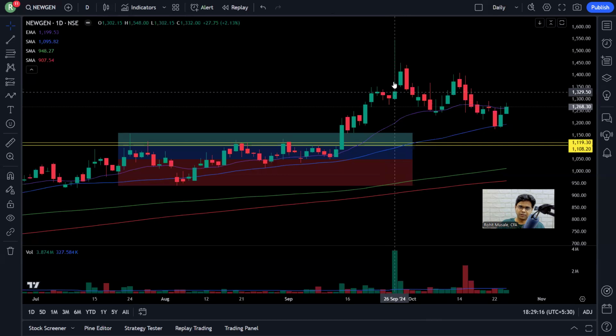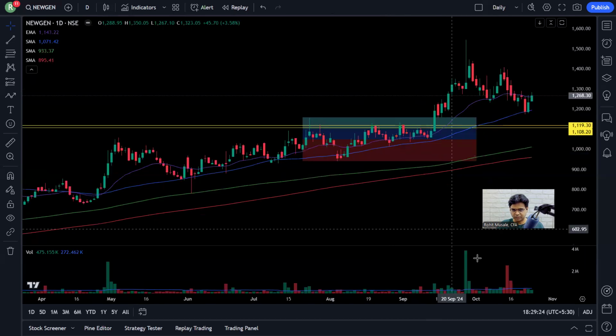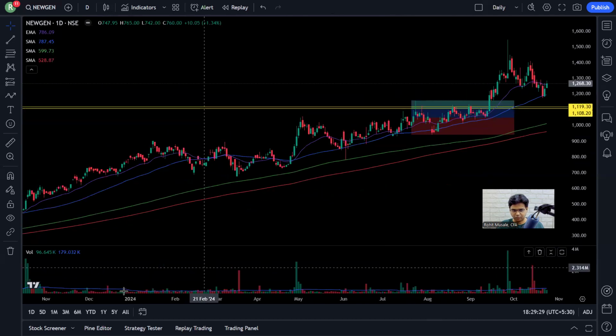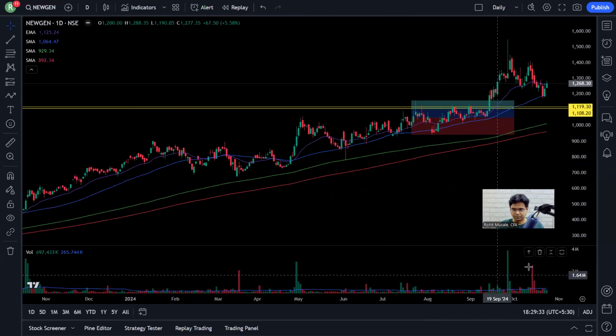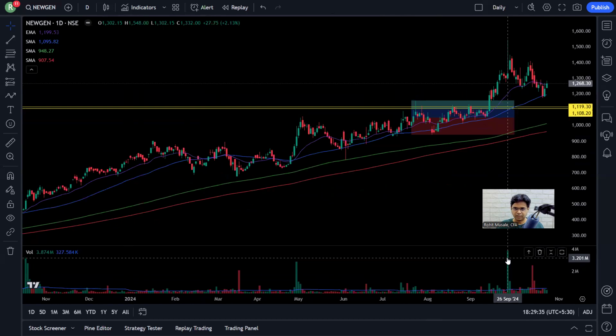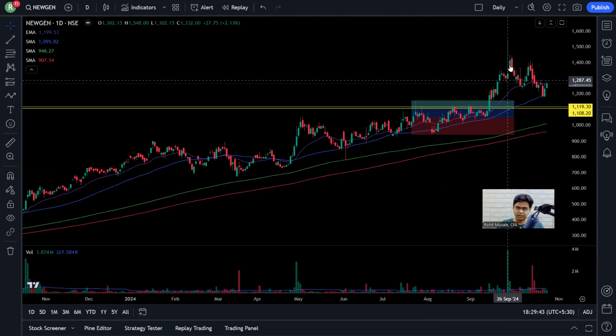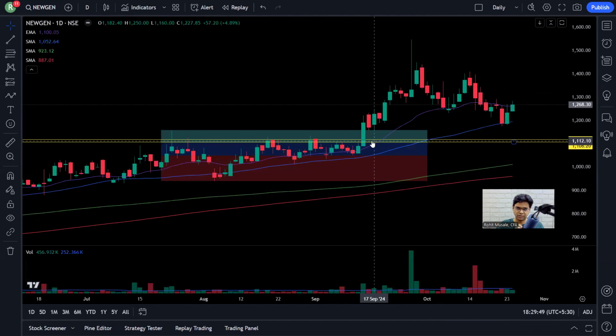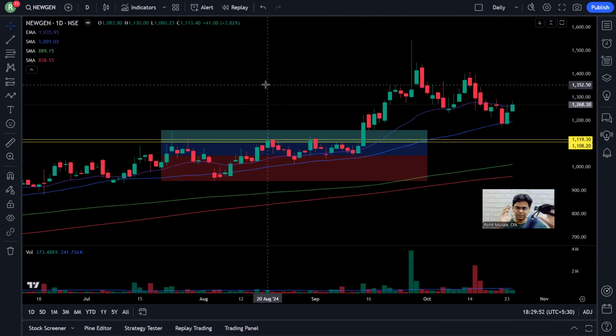And this day was a very good opportunity to sell the stock for a big gain, or selling the stock into strength. Because as you can see, this day registered the highest volume in recent period. I think ever since 2024 started, this day was the highest volume day for this stock in this calendar year. So it took 9 months to register a very high volume day. So this candle was an opportunity to sell the stock on strength for a sizable gain. So you see the difference between a clean entry and a tricky entry.